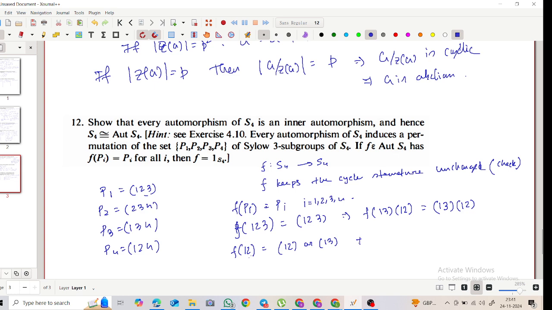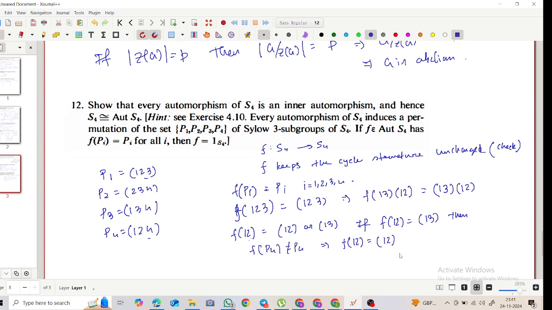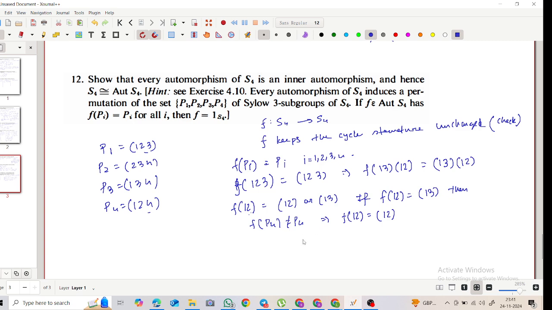But if f of (1 2) is (1 3), then this will be a problem, f of P4 is not P4, which implies f of (1 2) is (1 2). And similarly you will see f of (1 3) is (1 3), (2 3) is (2 3). Similarly f of (i j), we will see it is (i j). So f is identity.